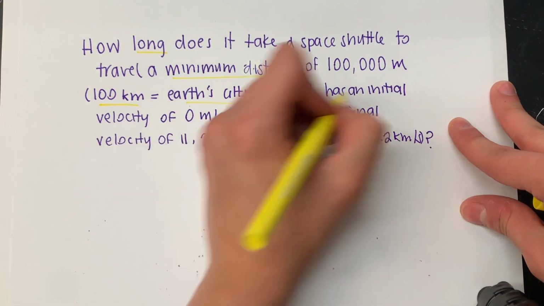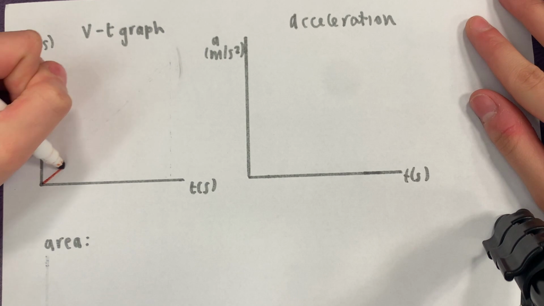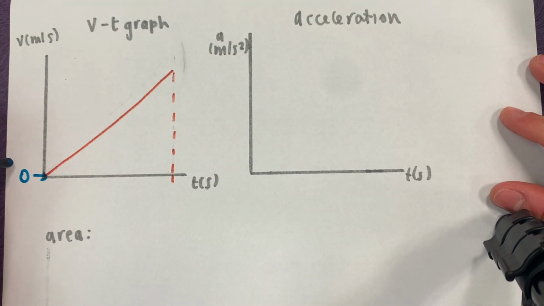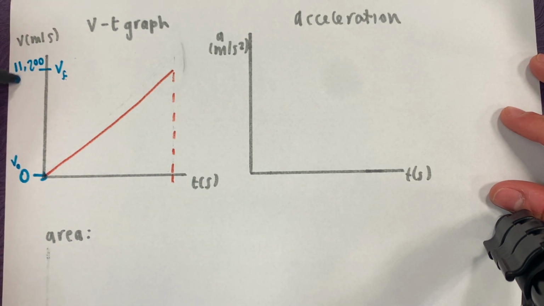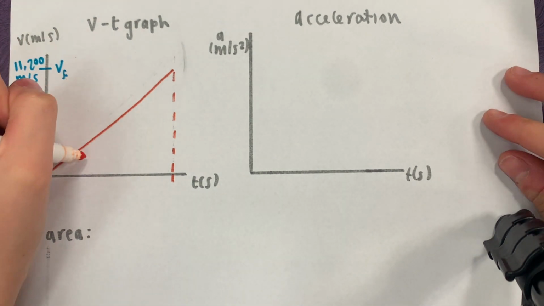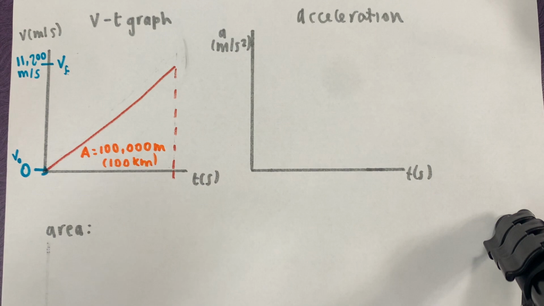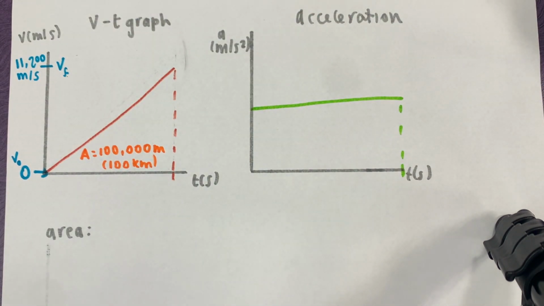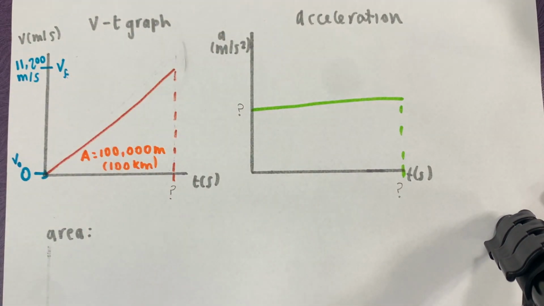To answer this question, I created a velocity time graph and an acceleration time graph. On the first graph, we know that the initial velocity is 0 and the final velocity is 11,200 meters per second, which will make the graph look like a triangle. Since we know that the area has to be 100,000 meters, we can go ahead and use the area for a triangle formula to solve for time. Since acceleration is constant, the shape will be a rectangle, but we'll come back to this later since we don't have any of the variables.